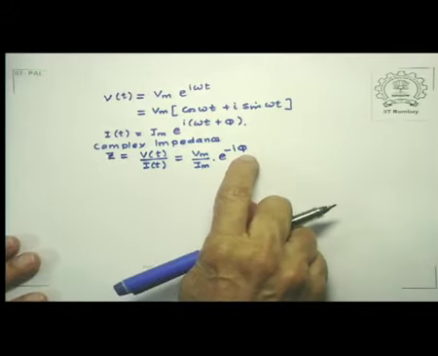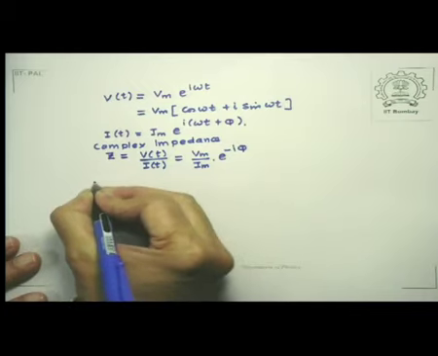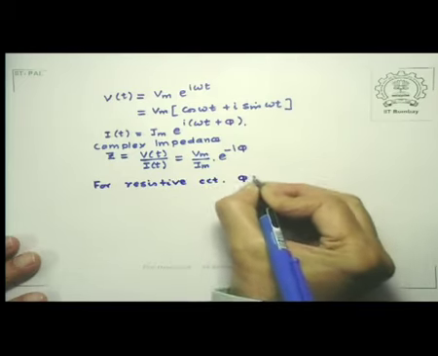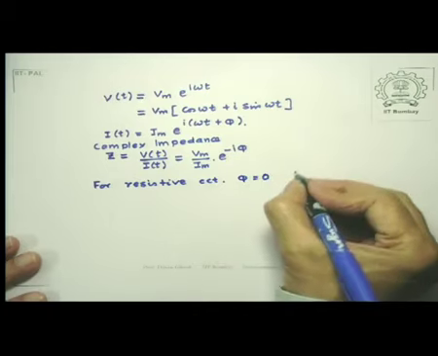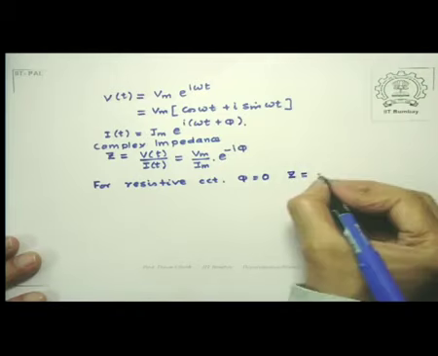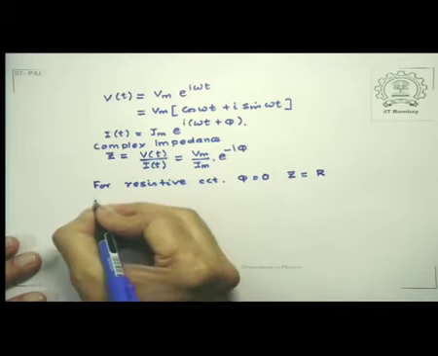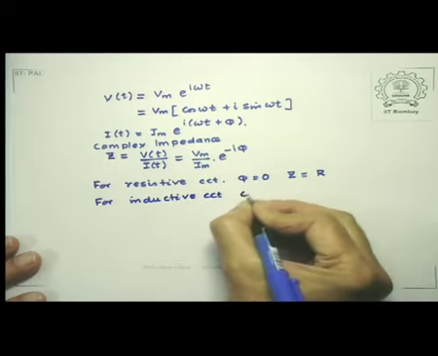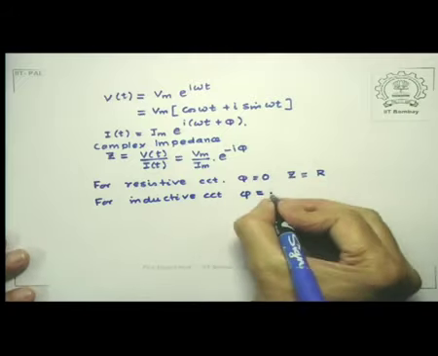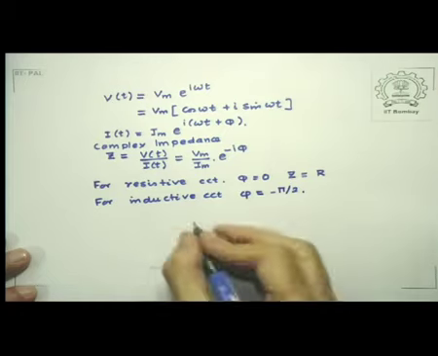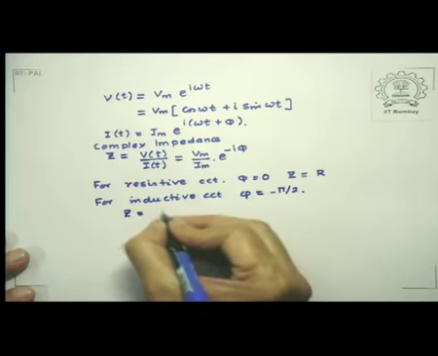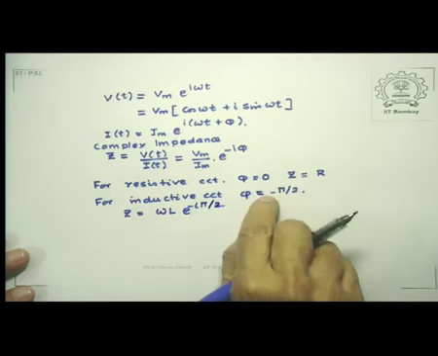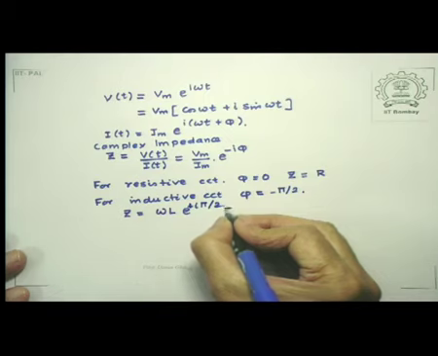And we had seen that for resistive circuits, phi was equal to 0, which tells me that Z is nothing but Vm by Im. For a resistive circuit, it is just equal to R. For an inductive circuit, phi was equal to minus pi by 2. And we have seen that Z is then Vm by Im, which is omega L times e to the power minus i pi by 2. Well, phi itself is minus, so e to the power plus i pi by 2, and that's equal to i omega L.